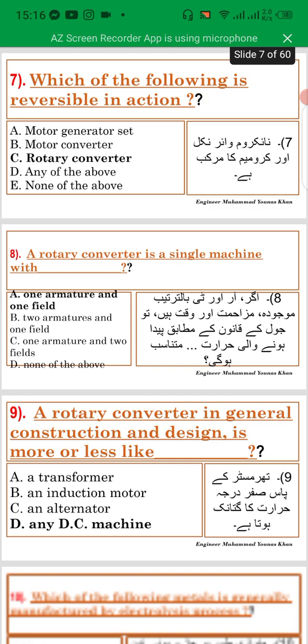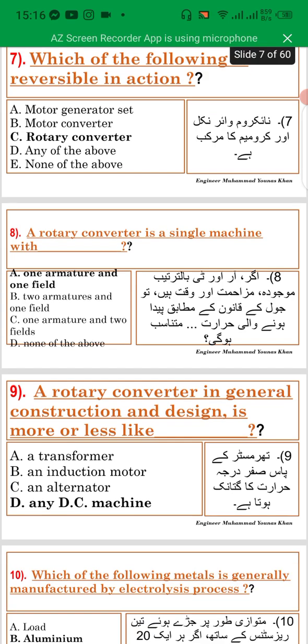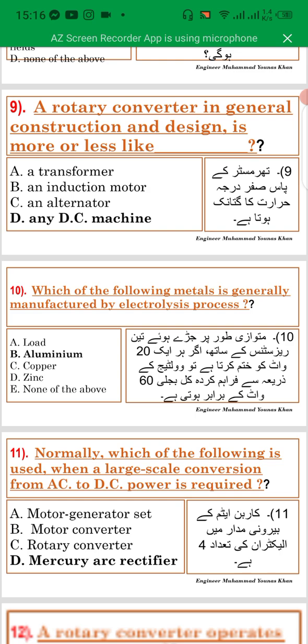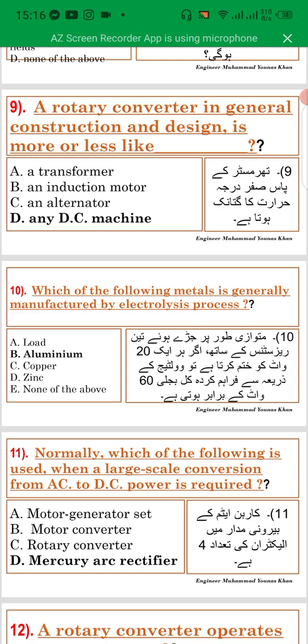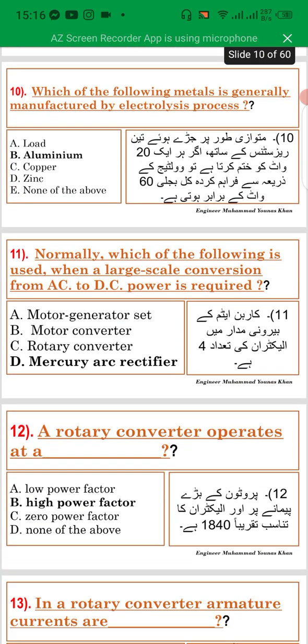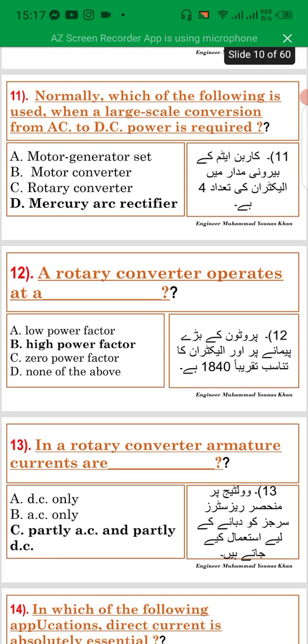Which of the following is reversible in action? Rotary converter. A rotary converter is a single machine with one armature and one field. A rotary converter in general construction and design is more or less like a DC machine. Which of the following metal is generally manufactured by electrolysis process? Aluminium.